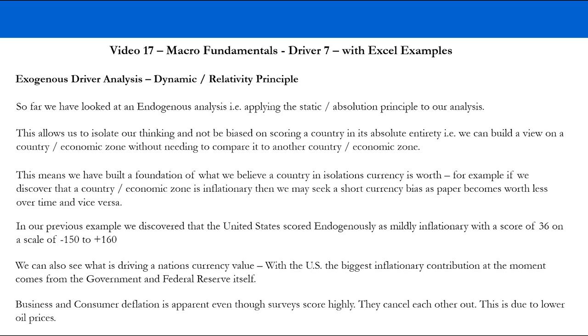In our previous example with the United States, we scored endogenously as mildly inflationary with a score of 36. And that was on a total sliding scale from deflation to inflation, most deflationary to most inflationary, of minus 150 to plus 160. We can also see what's driving a nation's currency value, with the US's biggest inflationary contribution at the moment coming from the government and the Federal Reserve itself.